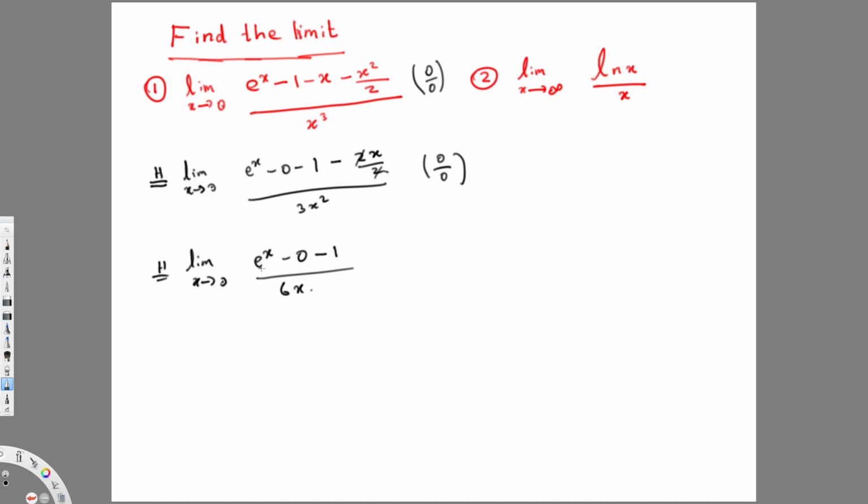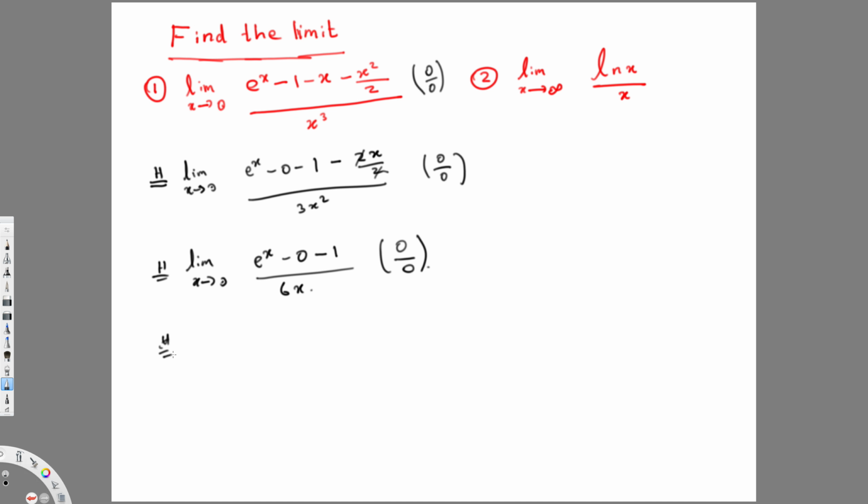Now let's apply the 0 and see what happens. If I apply 0, I will get 1, 1 minus 1 is going to be 0, 0 over 0. So in this case, maybe I have to take the derivative again. This is also another indeterminate, so I have to keep on going to the third derivative.